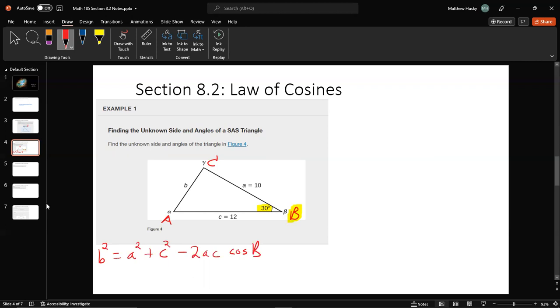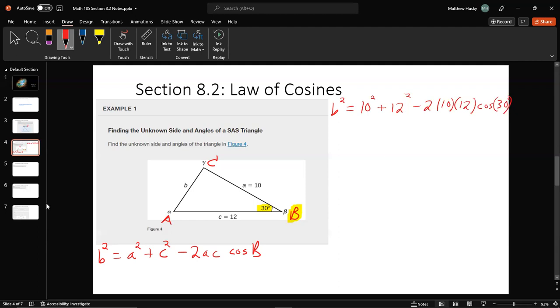Let's put the values that we know into this formula so that we can then try to figure out what the missing side is going to be. So we've got b squared. That's going to equal 10 squared plus 12 squared, minus 2 times 10 times 12 times the cosine of 30 degrees.